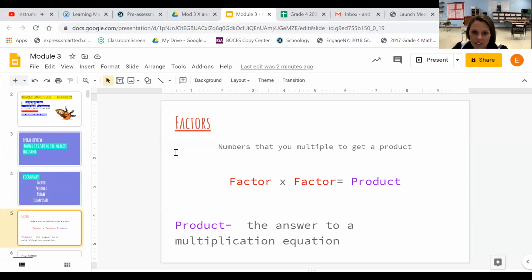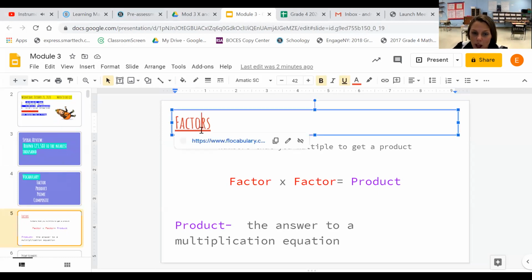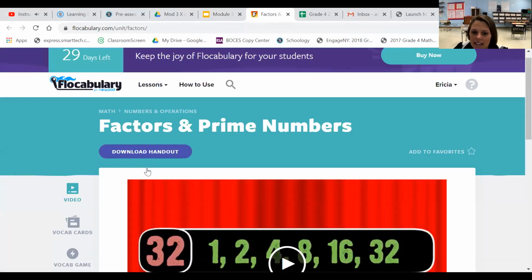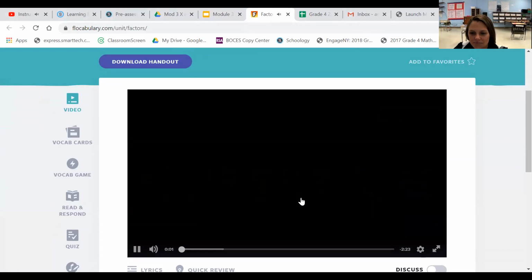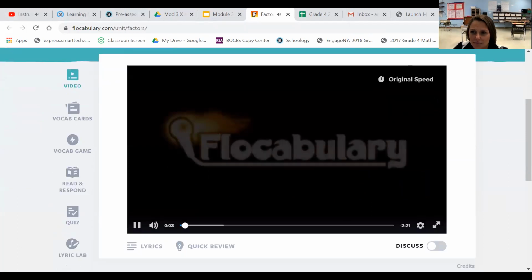Let's first start with factors. We have a quick video to watch about what a factor is. So let's go ahead and start that. Hopefully it's not too loud.